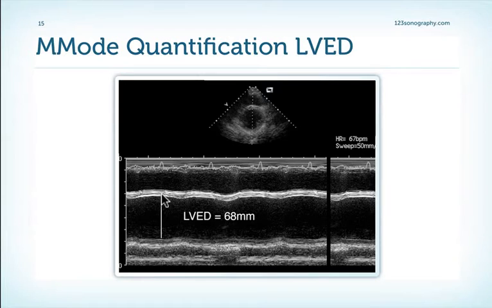This is an example of an M-mode measurement of the left ventricle. You can see that we measure exactly at the end of diastole, in other words, at the beginning of the QRS complex, and where the left ventricle is at its largest. We measure from the endocardial contour of the septum to the endocardial contour of the posterolateral wall. The diameter we get in this case is 68 millimeters. As you will see later, this is a dilated left ventricle.